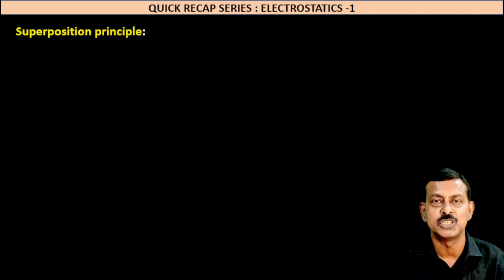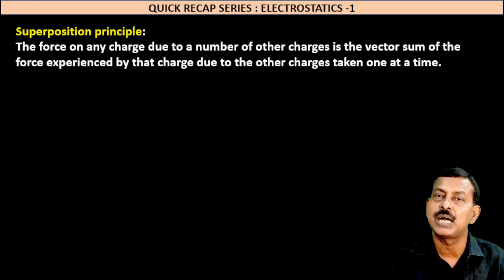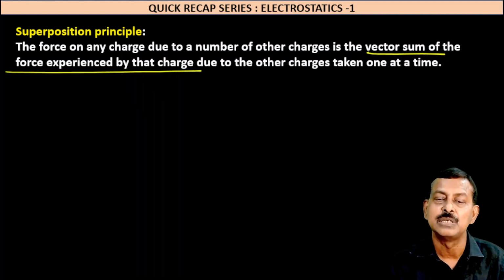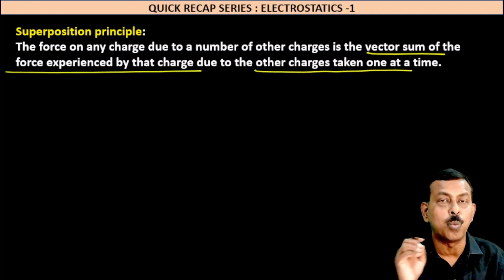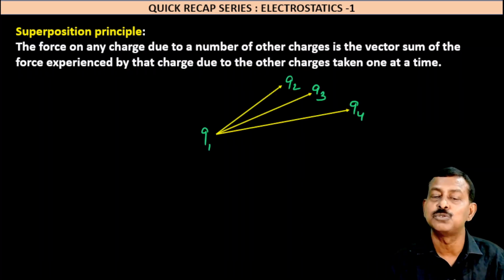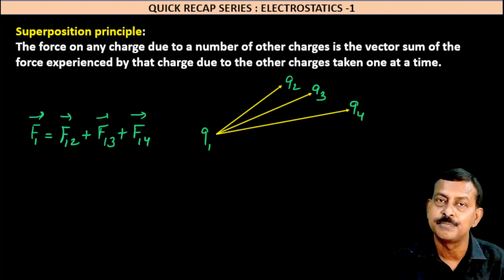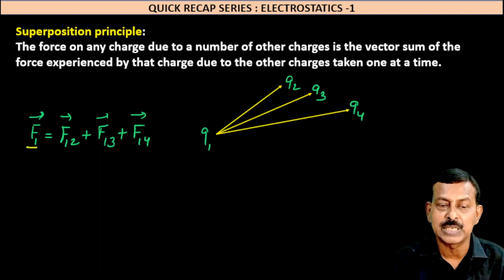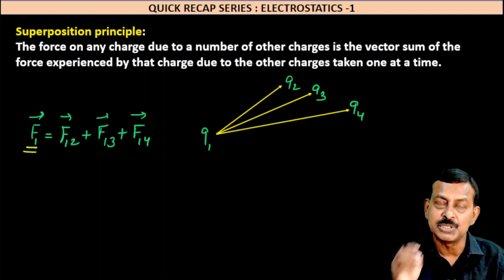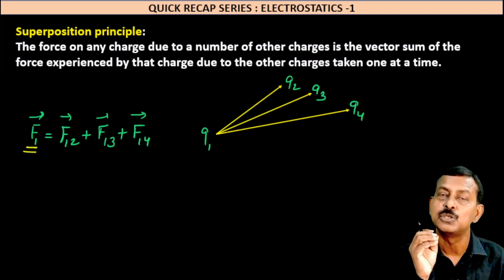Next is the superposition principle. The force on any charge due to a number of other charges is the vector sum of the forces experienced by that charge due to the other charges taken one at a time. Now, how can you show that? Suppose I have the charges here Q1, Q2, Q3, Q4. Now here, if I want to write the expression for the force experienced by Q1, we can write the force as F1 vector. That means this is the total force experienced by Q1.